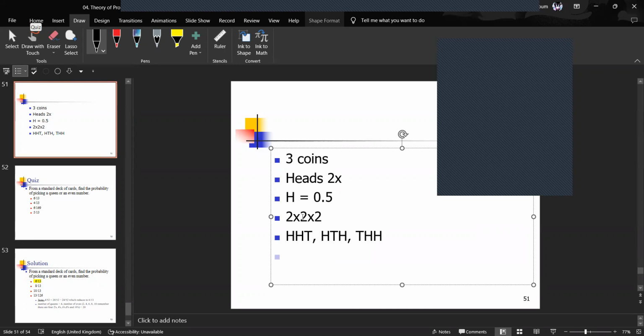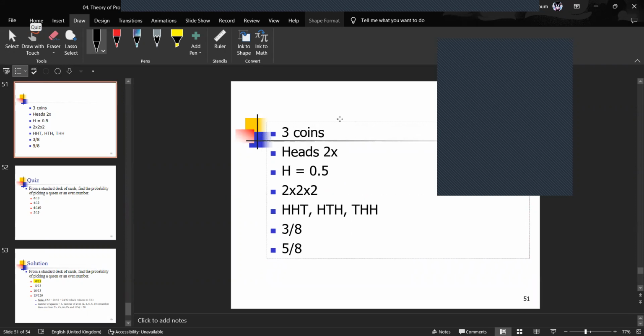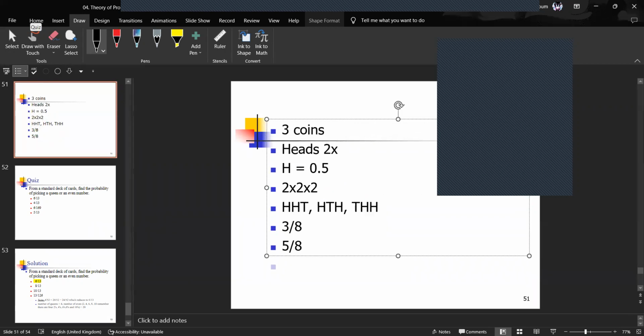Now, because there are 8 outcomes, the probability of getting exactly 2 heads when you toss a coin 3 times is going to be 3 out of 8. And so the probability of not getting exactly 2 heads is going to be 5 over 8. Now, I think what you're referring to is going to be the ratio for and against.